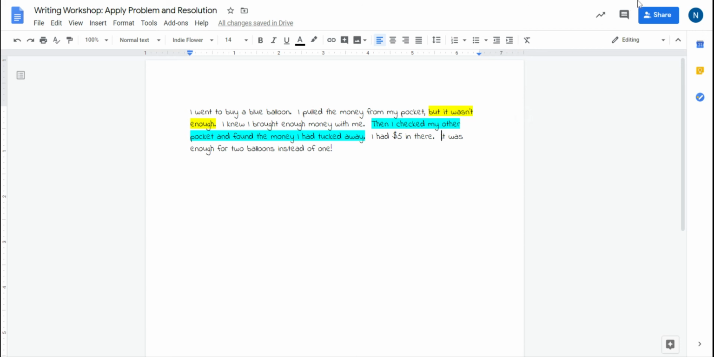So now what you're going to do is find a problem that you had to solve and the resolution or how you solved that problem. And you're going to have that included in your personal narrative. Remember, you can also add details to your writing to make it more interesting for your reader.